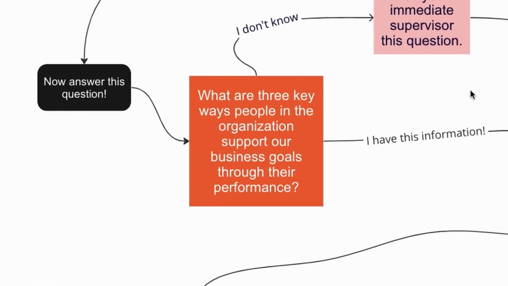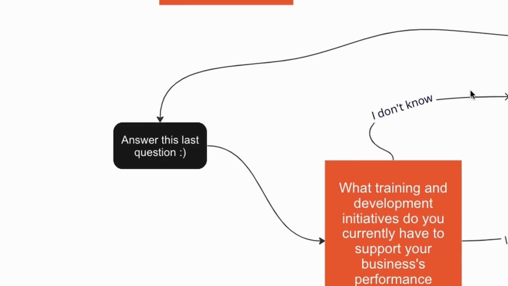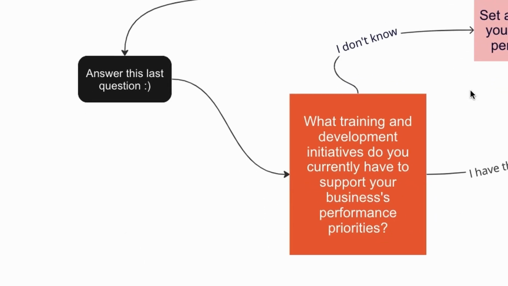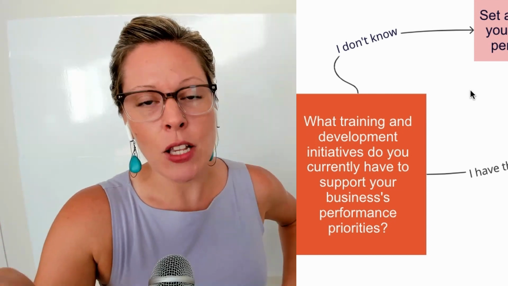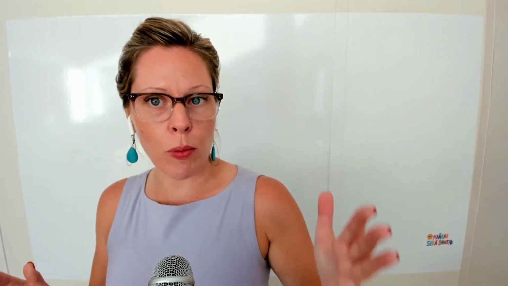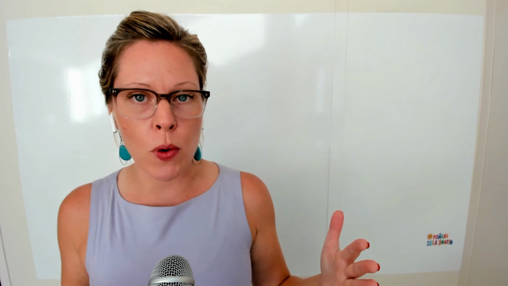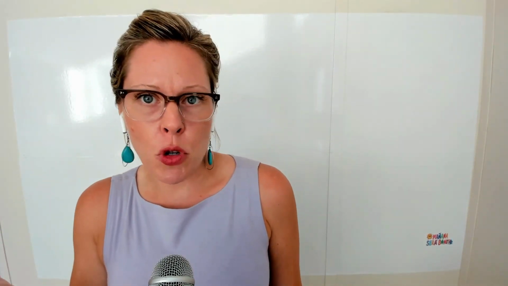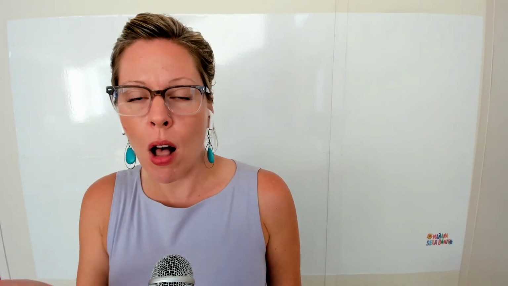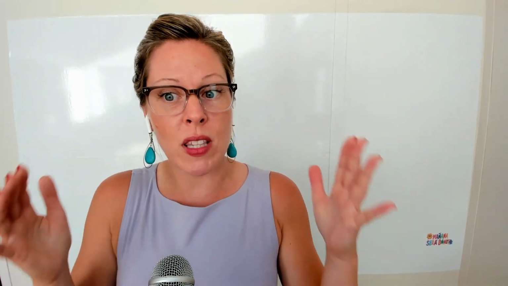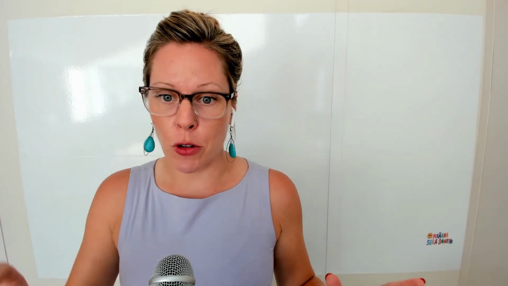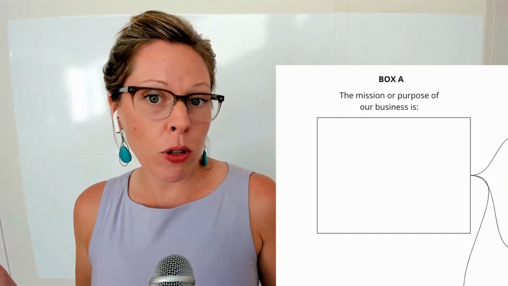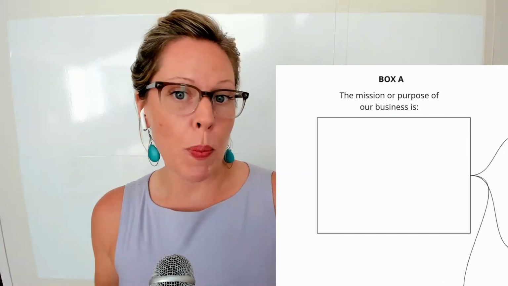Then, your final question, last question, I promise. This one is a really important one too. What training and development initiatives do you currently have that are supporting your business's performance priorities? So we've got this list of priorities in terms of the performance that we want to see people doing. Well, how are our current training, coaching, or mentorship programs all supporting those key performance needs? That's the map that we want to create. So remember, I told you box number 1, what's the mission or purpose of our business?